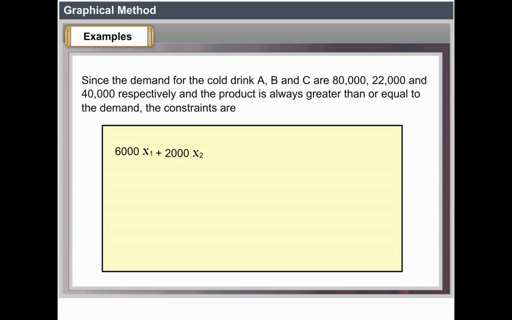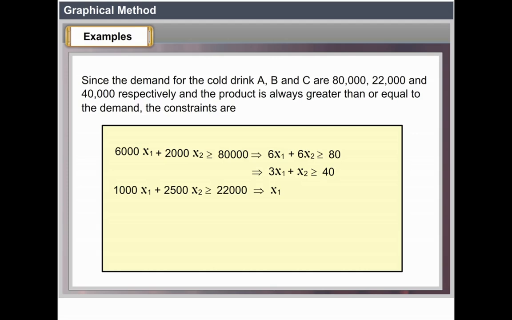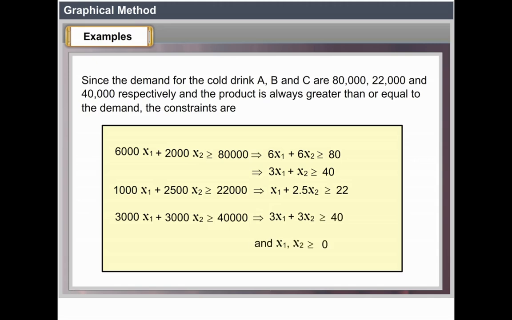6000 x1 plus 2000 x2 greater than or equal to 80,000. This implies 6x1 plus 2x2 greater than or equal to 80. Again cancelling, we get 3x1 plus x2 greater than or equal to 40. Then 1000 x1 plus 2500 x2 greater than or equal to 22,000 implies x1 plus 2.5 x2 greater than or equal to 22. Then 3000 x1 plus 3000 x2 greater than or equal to 40,000. This implies 3x1 plus 3x2 greater than or equal to 40 and x1, x2 greater than or equal to 0.